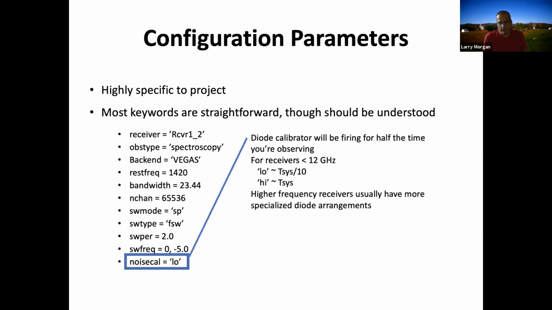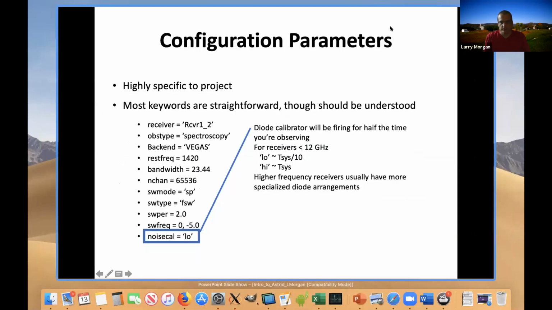And as I said, your diode calibrator will be firing for half the time you're observing, and you often have a choice of a low or a high temperature diode. For receivers below 12 gigahertz, we have a low and a high, where the low is approximately a tenth of the TSYS level. Whereas higher frequency receivers usually have more specialized arrangements, where on the KA, I know we have different diodes depending on the polarization you're using. The KFPA has variable diodes. And so if you're using one of those receivers, you should investigate those options more carefully.